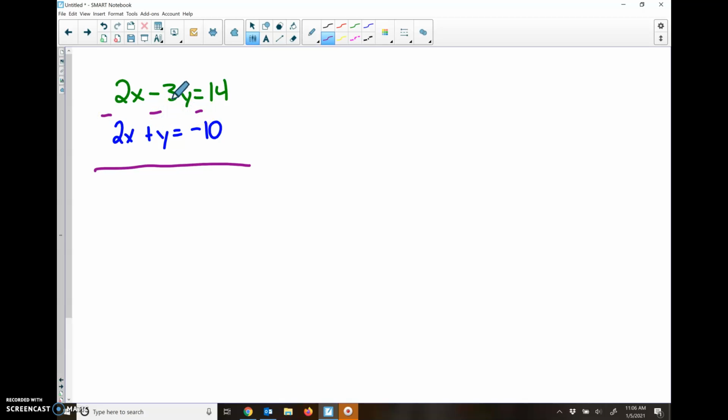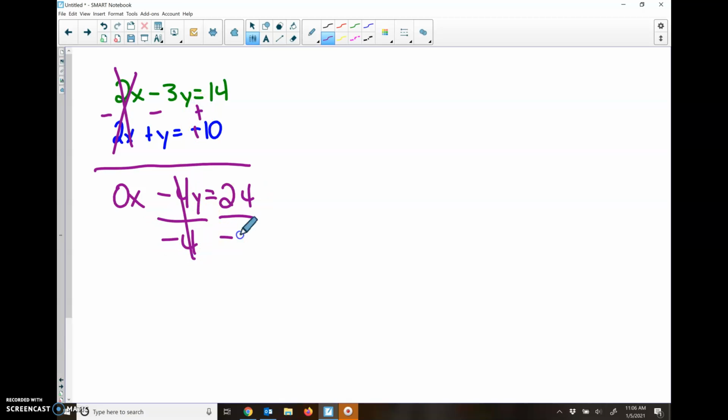And remember, this is called elimination. So I need to eliminate either my x's or my y's. So I need to decide if adding or subtracting would get them to eliminate. 2 plus 2 is not 0. 2 plus 2 is 4. So I wouldn't add in this problem. I would subtract because 2 minus 2 is 0. So that gets it to eliminate. And since I subtract the x's, I need to subtract everything else. I need to be fair. So negative 3 minus y gives us a negative 4y. And 14 minus a negative 10 gives us a positive 24.